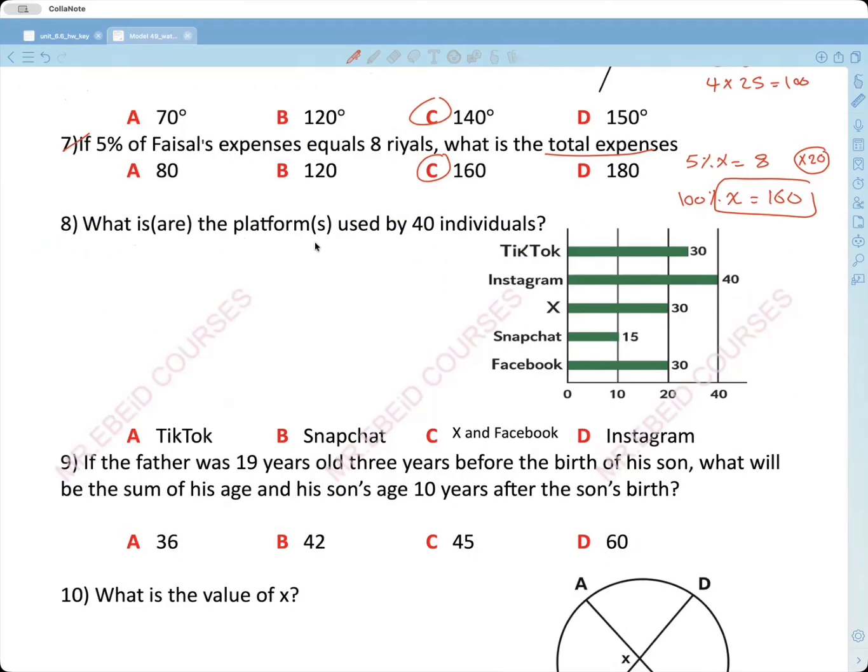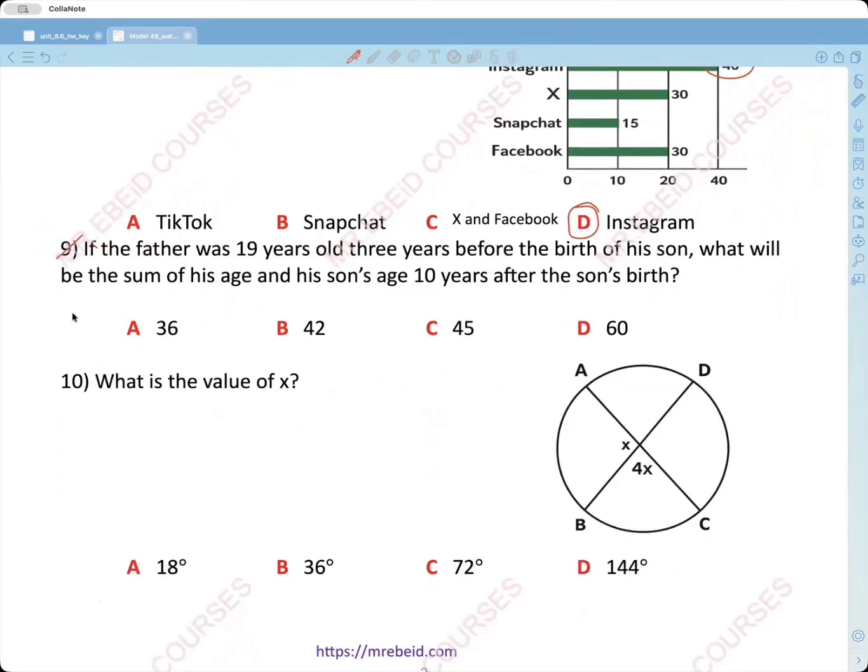Question 8. What is or are the platforms used by 40 individuals? Check: this is TikTok 30, and Instagram is 40. Only Instagram. Let's move to question 9.